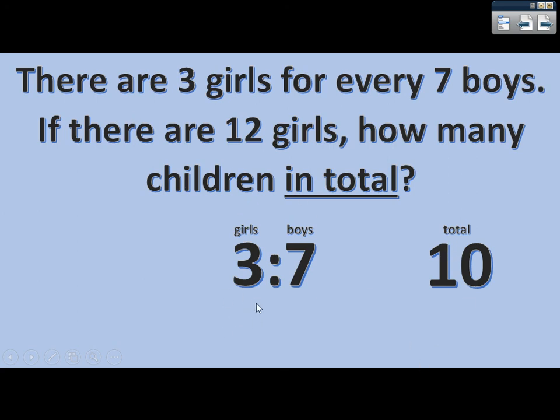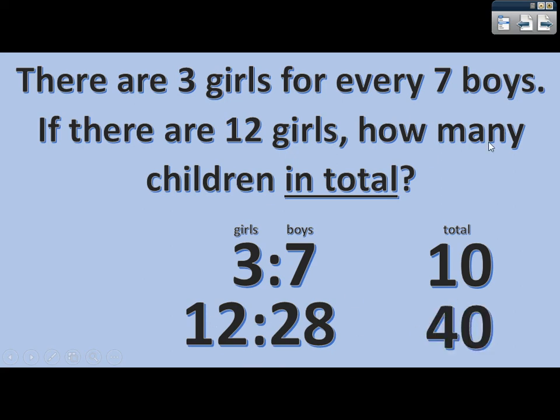But the girls is getting changed to 12. So we can work out what happens to the girls by going from 3 to 12. 3, 6, 9, 12. That's times by 4. Times the boys by 4 as well. So the girls changes to 12. They told us they were changing to 12. We know that the girls got multiplied, got times, you could say, by 4. So the boys gets times by 4 as well. Making that clear, hopefully. 3 times 4 is 12. 7 times 4 is 28. You can add these two, and you'll get the total. They want the total this time. How many children in total?